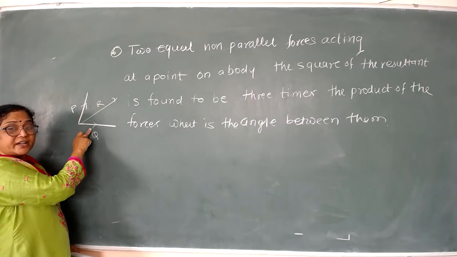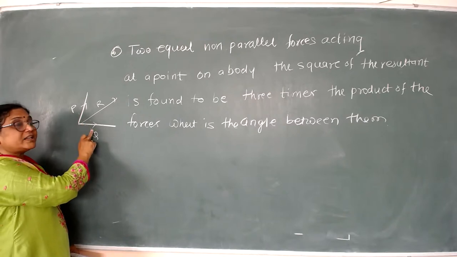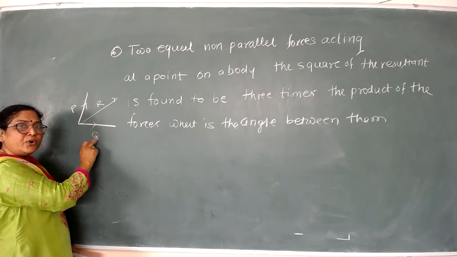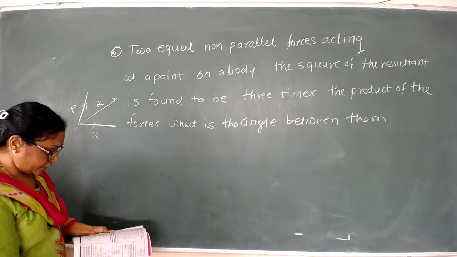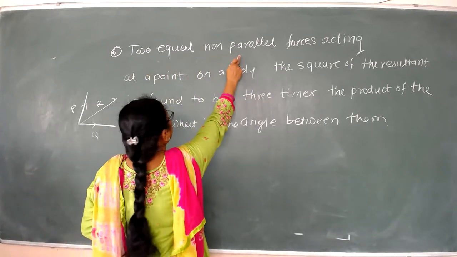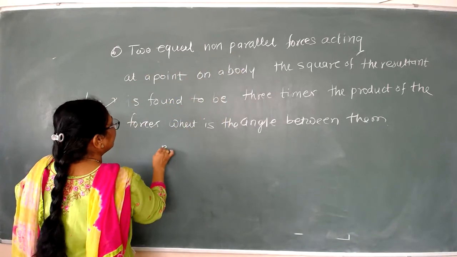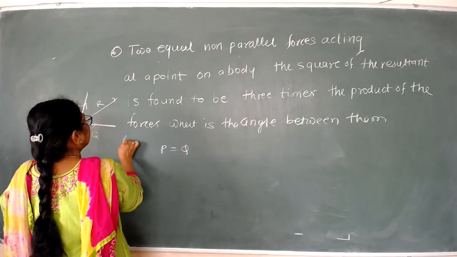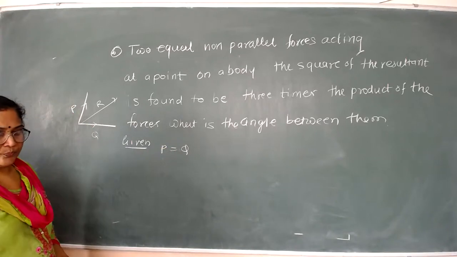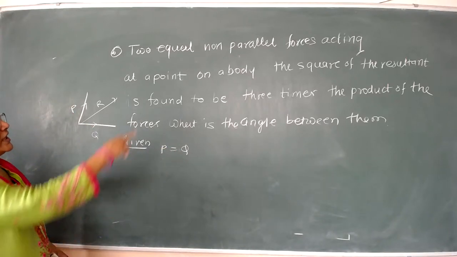And we know that the related formula for R is equal to root of P square plus Q square plus 2PQ into cos theta. Then here, the two forces are the same. The question says two equal and non-parallel forces, means P and Q both are the same. That is P is equal to Q.